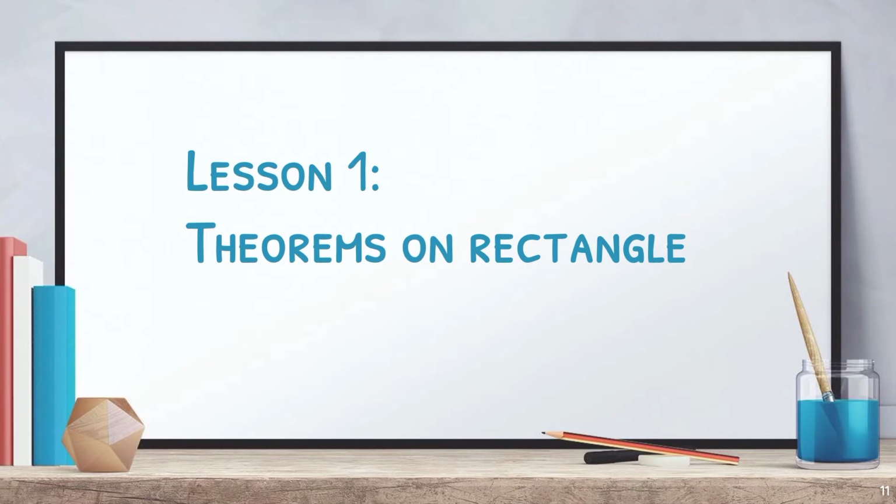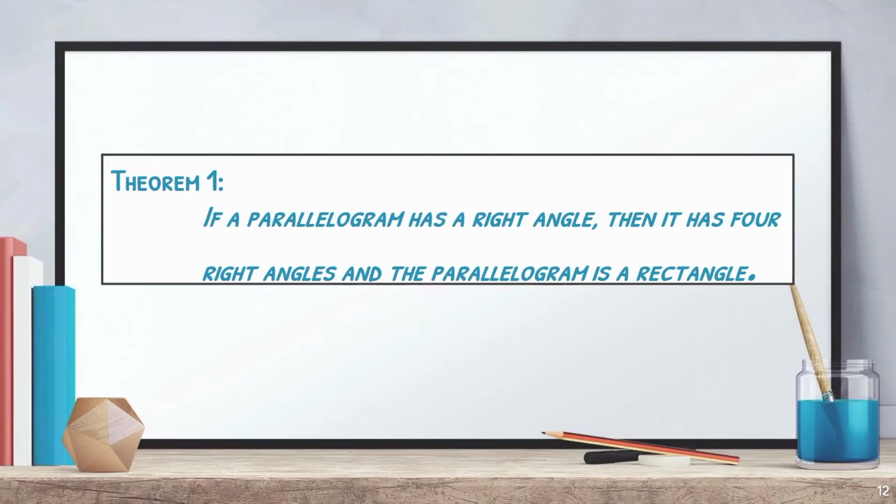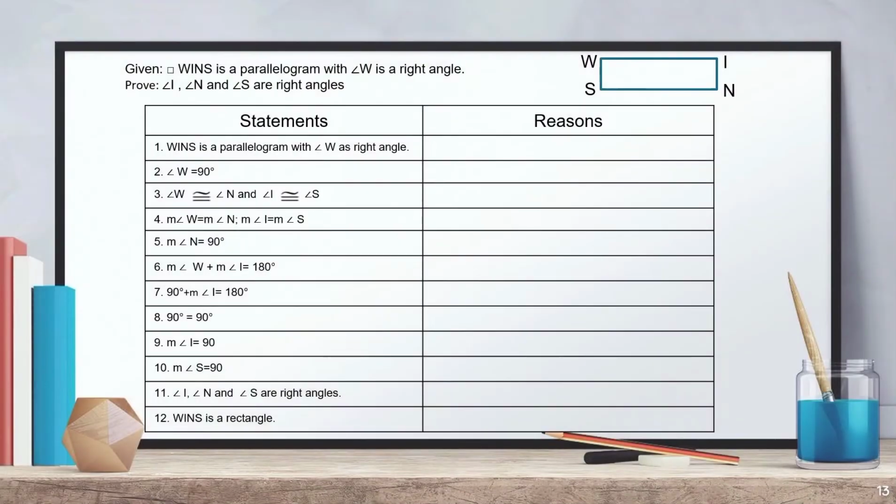Shall we start from lesson 1 in your modules? We have theorems on rectangle. Theorem number 1. If a parallelogram has a right angle, then it has four right angles and the parallelogram is a rectangle. To prove theorem 1 on rectangle, let us consider the given example. We have here quadrilateral WINS, a parallelogram with angle W a right angle. We are going to prove if the remaining three angles, angle I, angle N, and angle S, are right angles.